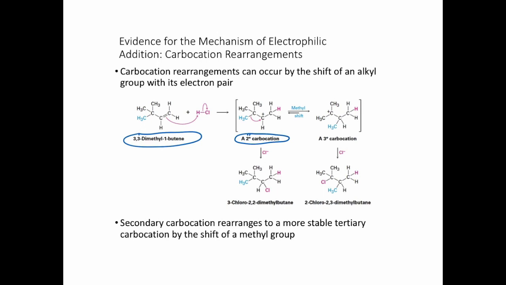In this case, here are our neighboring atoms. We could move one of the methyls on the left over and get a tertiary carbocation, which is better. And then in the second step, the chloride attacks the carbocation, and you get this as the major product. You don't see much of that.